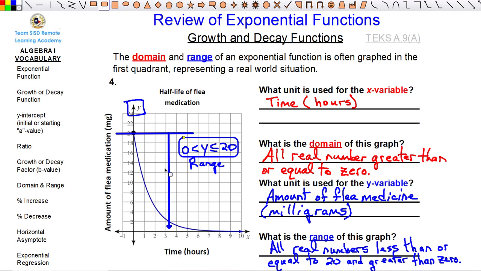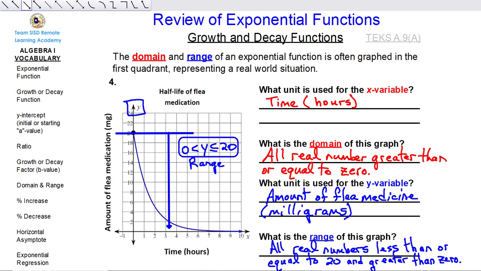That one was a little tricky. I think the trickier ones are the decay functions, because you can never cross that horizontal asymptote. Never. So you have to know that it'll always get close to the horizontal asymptote, but never cross it.